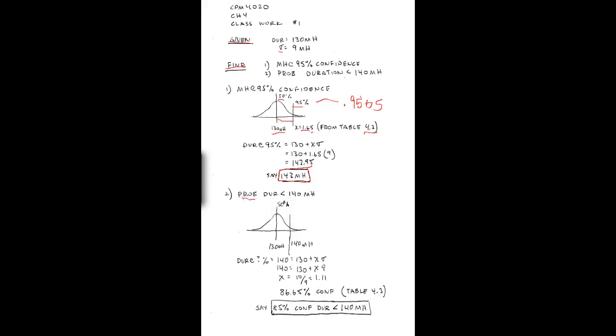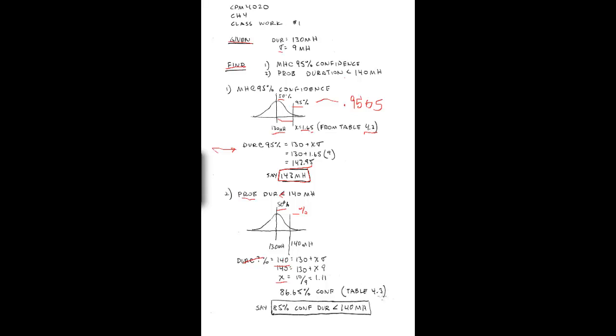Problem number 2. What's the probability that the duration is less than 140 man hours? Again, we draw a normal distribution, 130 man hours at 50%, and the question is, what percent is it going to be at 140 man hours? We use the same equation as before, but here we don't know the multiplier, we know the man hours. 140 man hours equals 130 plus x times sigma. We know 140, we know 130, we know sigma is 9, and we solve for x. x is equal to 1.1.